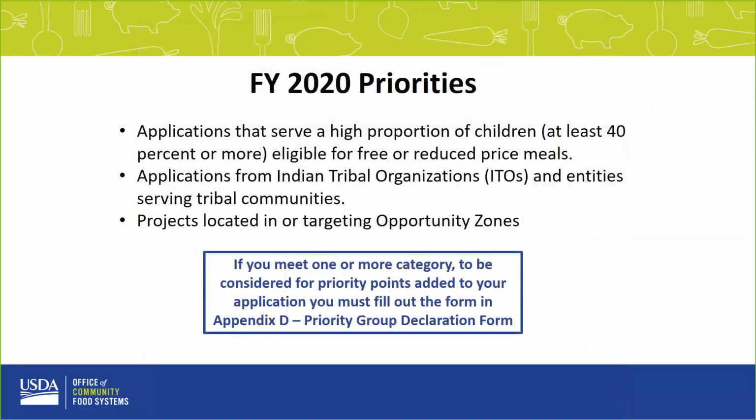Applicants to all grant tracks may receive bonus priority points during the selection process if they fall into either of these priority categories. Applicants can declare if they meet one or more priority group categories using the form in Appendix D of the RFA. This form also describes how these bonus priority points will be awarded. Note that these are not requirements for receiving an award, but rather priorities that will give your application a boost.